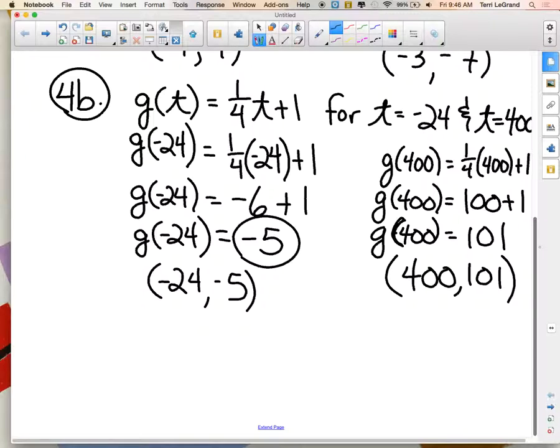1/4 of 400. Okay, so our range value given a domain value of 400 is 101. And we have ordered pair 400, 101. So evaluating functions, we just have to be able to, first of all, speak function notation language, and be able to do the substituting in, do the arithmetic using the order of operations properly. Anybody have any questions?